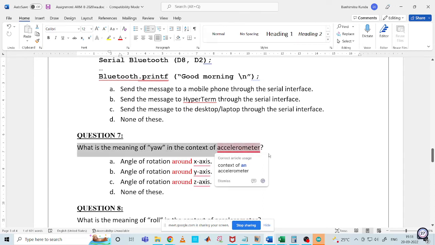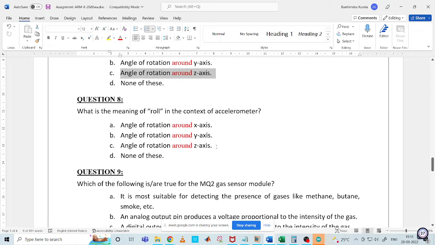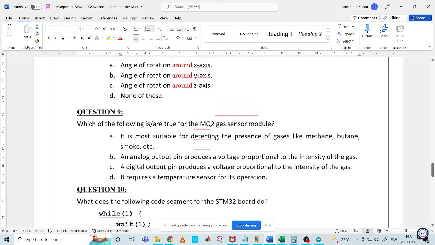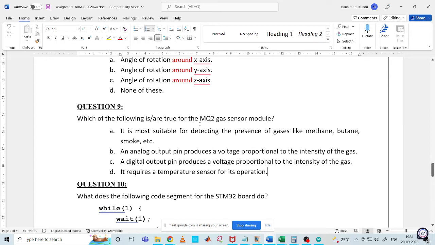What is the meaning of yaw? Z axis. Correct. Question 8. X axis. Option A. Question 9: A and B. Correct, A and B, yes.